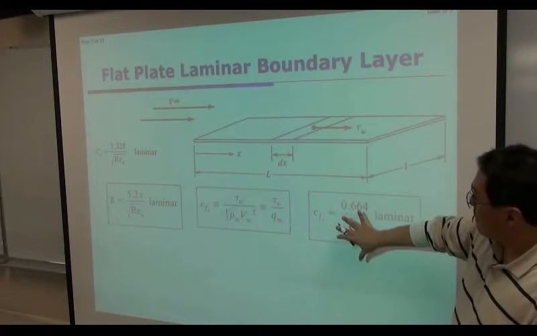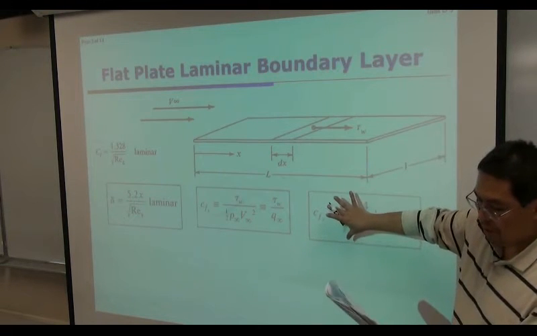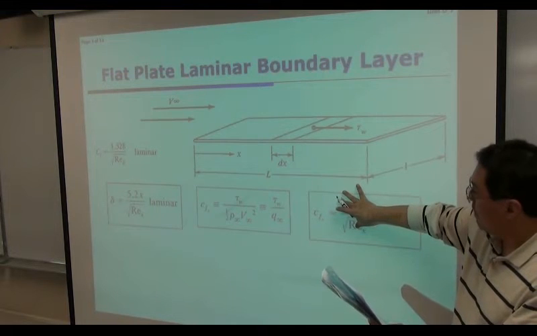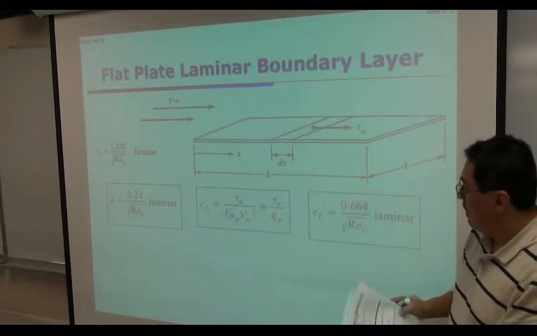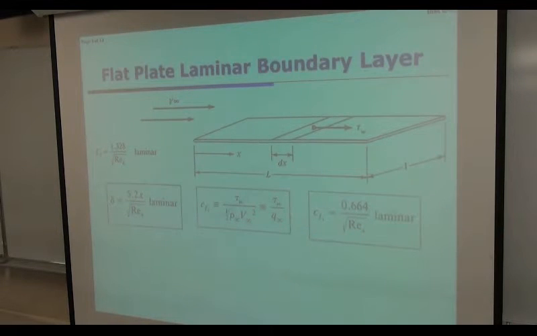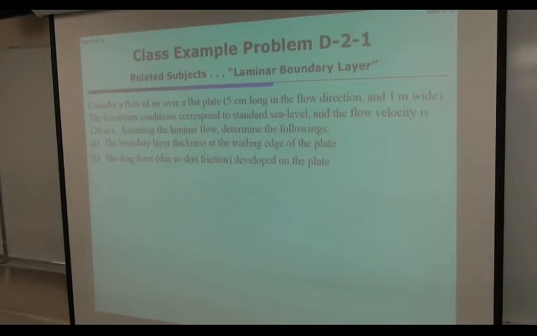So let's use this. This is called Blasius's solution. It's a flat plate boundary layer solution. We can use this one to compute simple examples of flat plate boundary layer. So let's take a look at the laminar case. Next page.